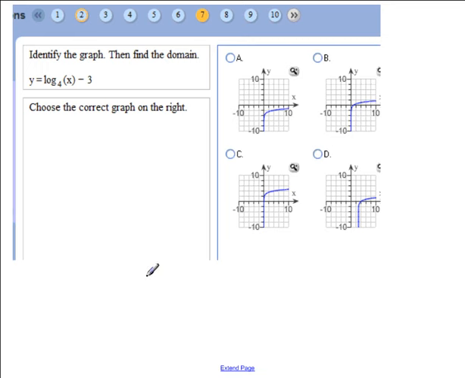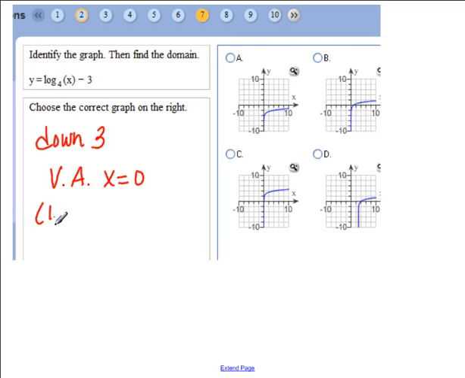Identify the graph of log base 4 of x, minus 3. So this is a translation that we need to do. This one is shifting down 3 units. So to shift down does not change the vertical asymptote. So we're still going to have a vertical asymptote at x equals 0.